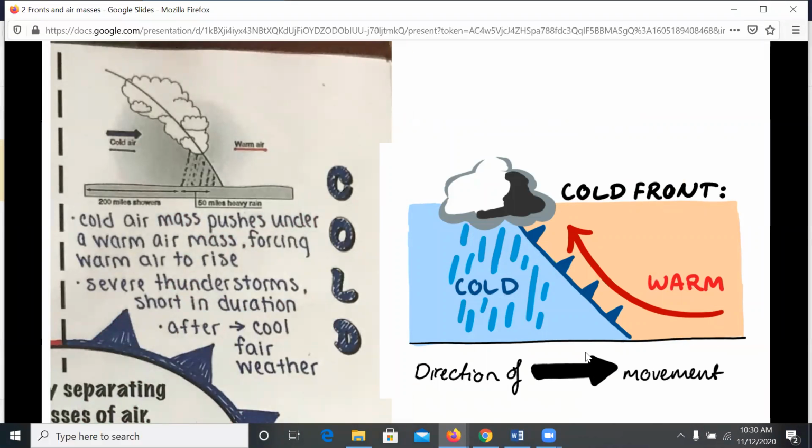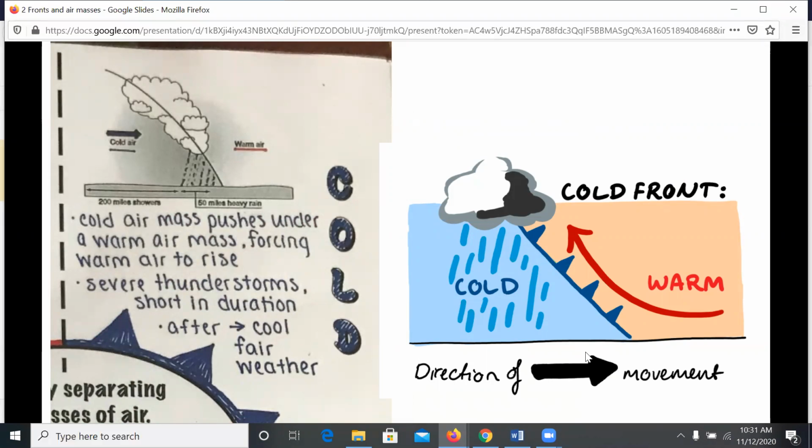It's denoted by blue triangles on a weather map. This is where our warm air mass is stationary, and our cold air mass is moving up against the warm air mass. The cold air will slide underneath the warm air mass, pushing that up. Our weather that results from this is a severe thunderstorm that's usually short.